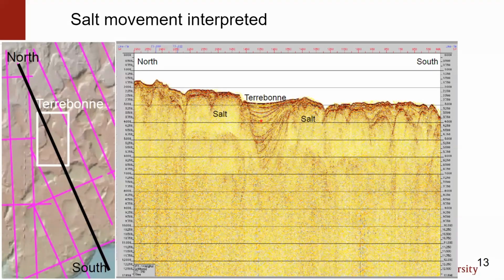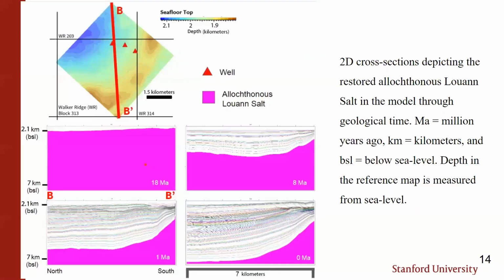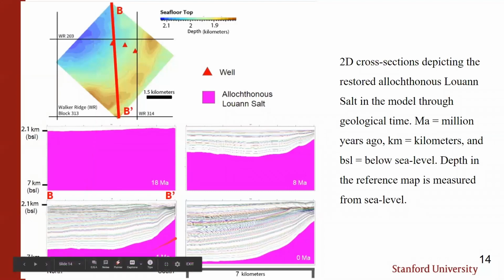What we think is happening here is that salt withdrawal occurs, so that is how we model this salt movement. You can see 18 million years ago, it's a salt sheet, and then as sediment is dumping from the northwest, this salt withdraws and moves more downslope, and the sediment kind of fills in that space.